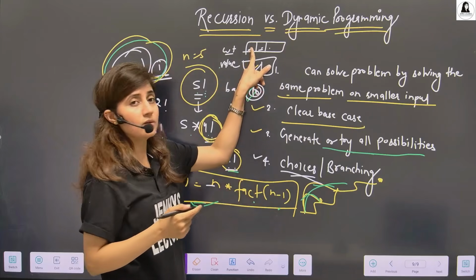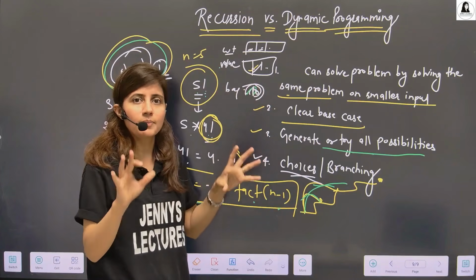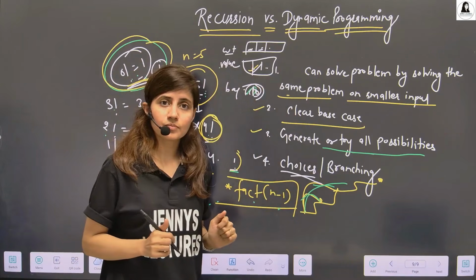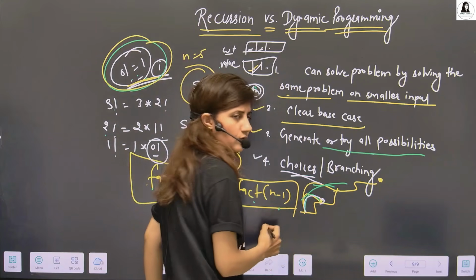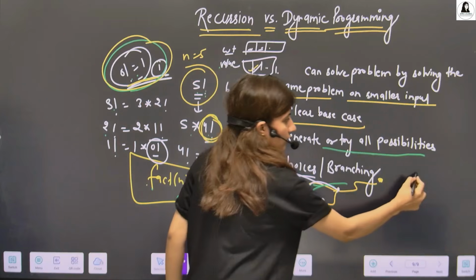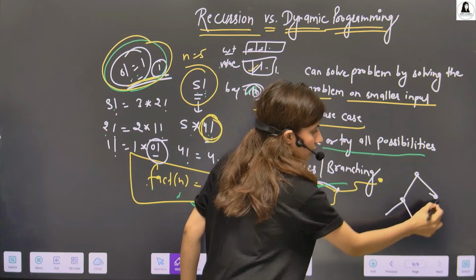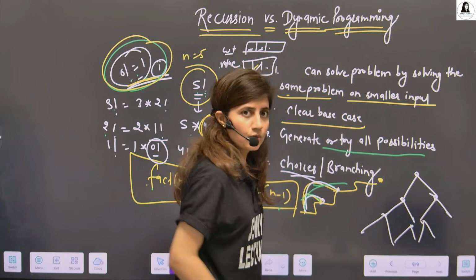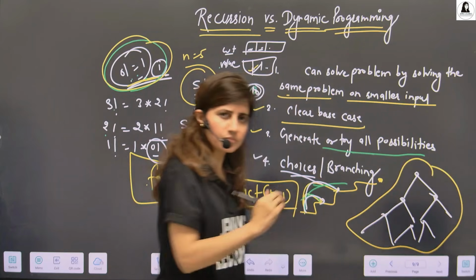If this item has weight more than this capacity, don't take it. Otherwise you can take it or don't take it, depending on your selection method. So you are given choices here. In climbing stairs also you have choices: you can climb one step or you can jump two steps. Choice means either you can go this way or this way. At every stage you have choices, this or this, like that. So if you have branching or choices given, you will be able to generate such a diagram.